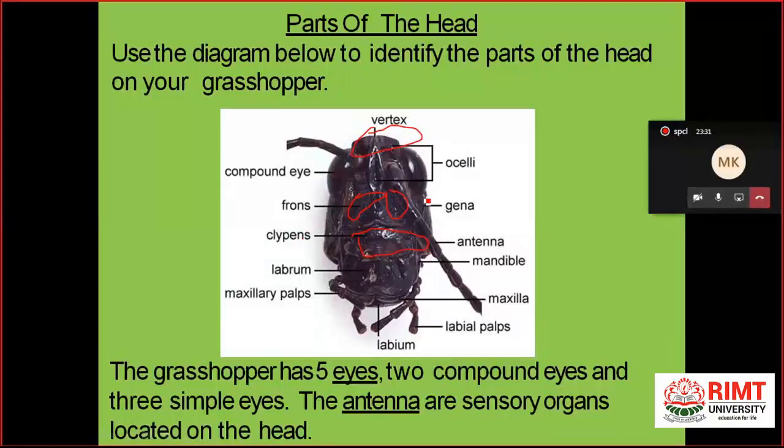This is the genal area. Genal area is always present on the lateral side. If we talk about the exact position present on the head of the grasshopper, this is anterior-lateral in position.